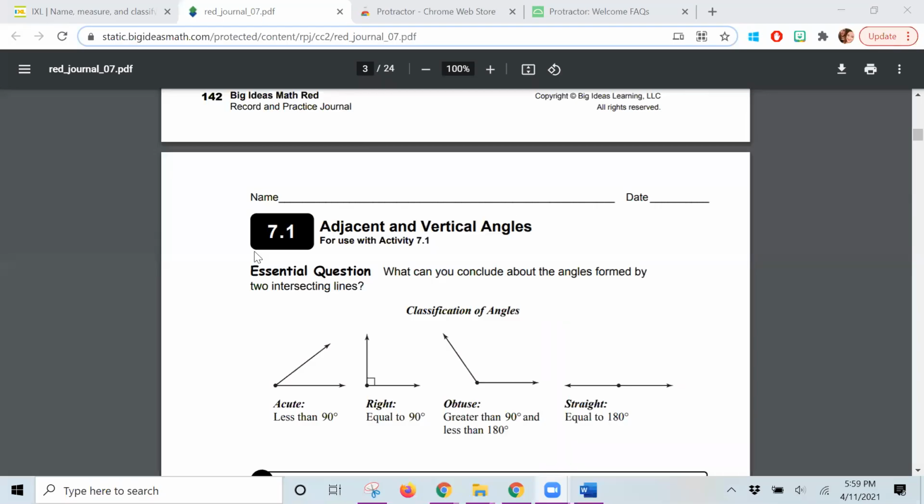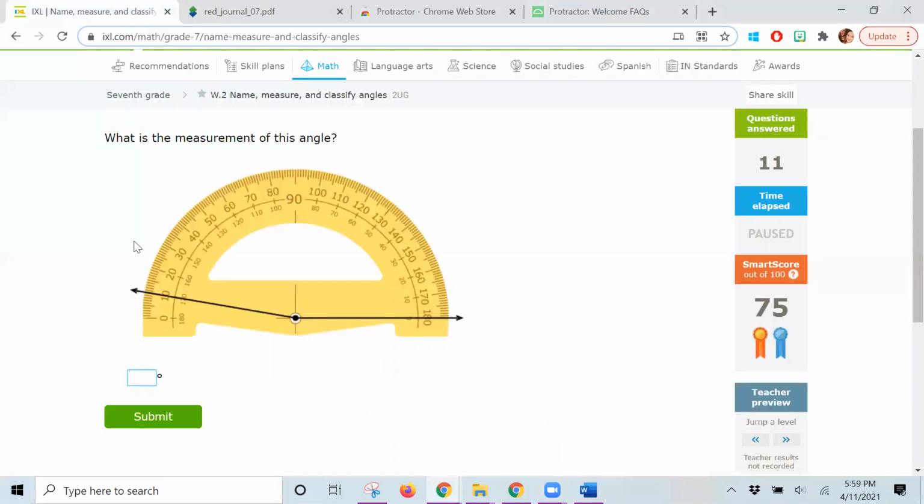Today we're going to be covering 7.1, which is going to eventually go over adjacent and vertical angles. There is some stuff that we have to cover before we get into adjacent and vertical angles, which is what we're going to end up doing today. So by the end of this lesson, you're going to be working on this IXL.